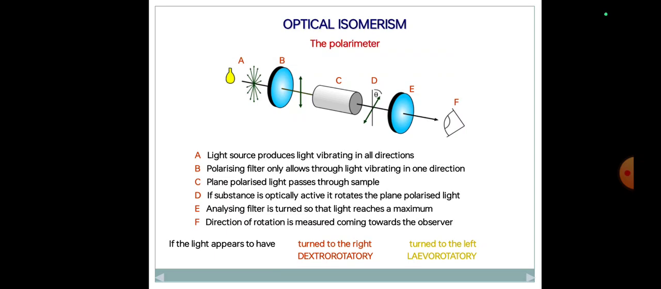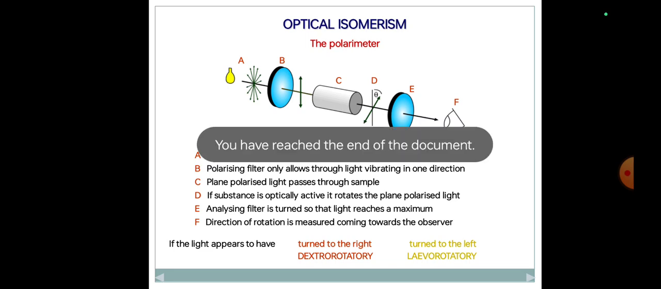So the direction of rotation is measured and it is decided whether the compound is dextrorotatory or levorotatory. If it turns light to the right direction, it is called dextrorotatory, and if it turns the light to the left direction, it is called levorotatory.